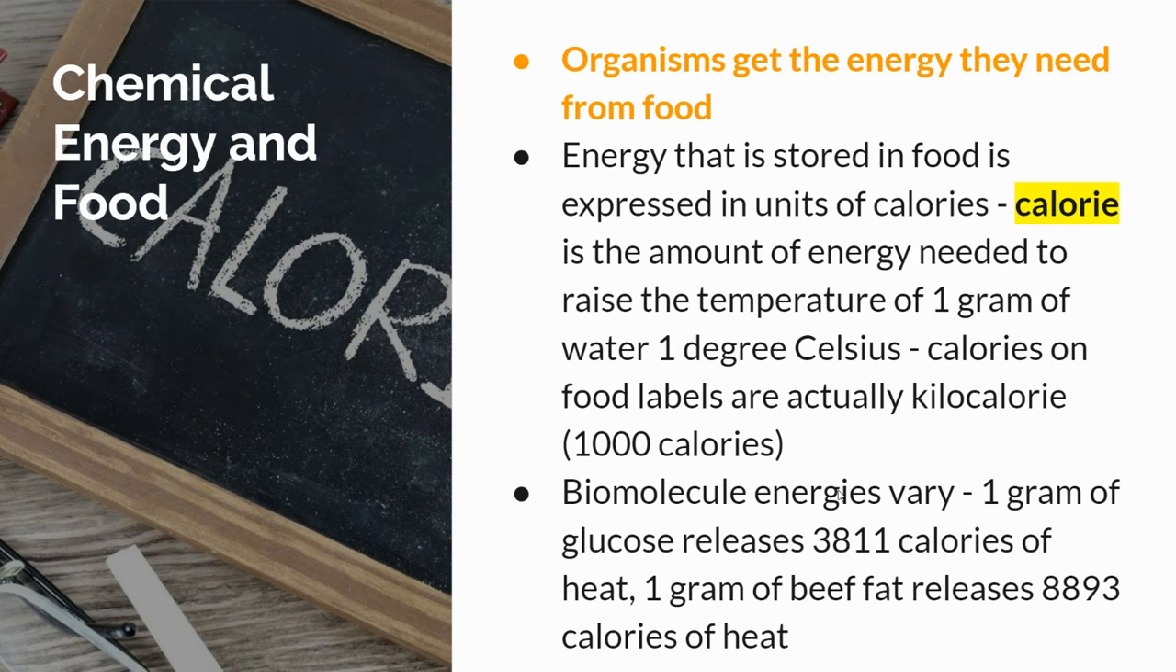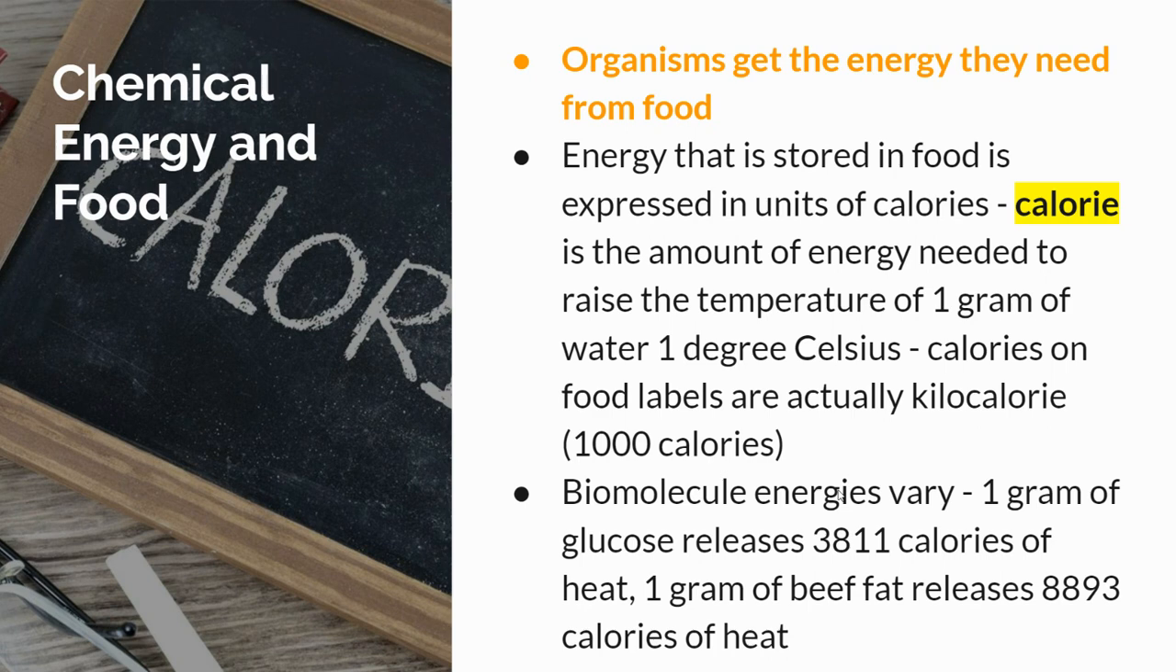But how much energy is actually present in our food? Well, there's actually a lot of it, but it just varies with the type of food. Energy that is stored in food is expressed in units we call calories. A calorie is the amount of energy that's needed to raise the temperature of 1 gram of water 1 degree Celsius. So that's all a calorie is: the amount of energy needed to raise the temperature of 1 gram of water. That's not a lot of water. That's a very tiny bit of water.